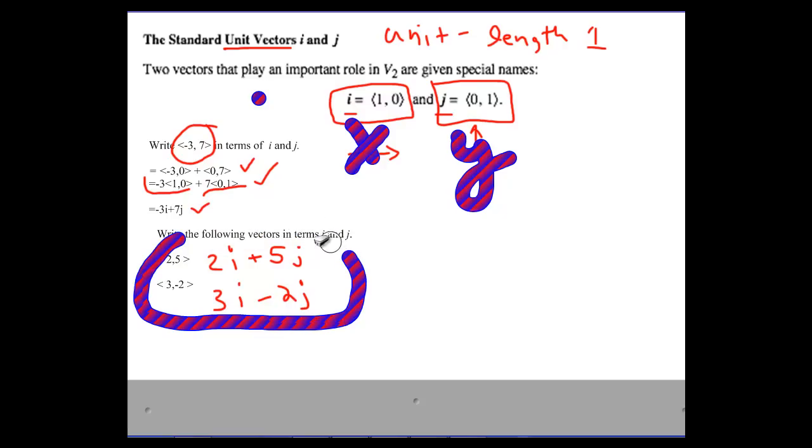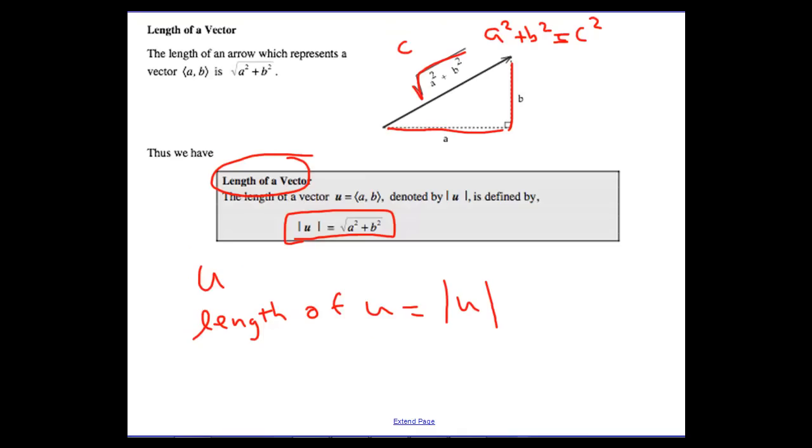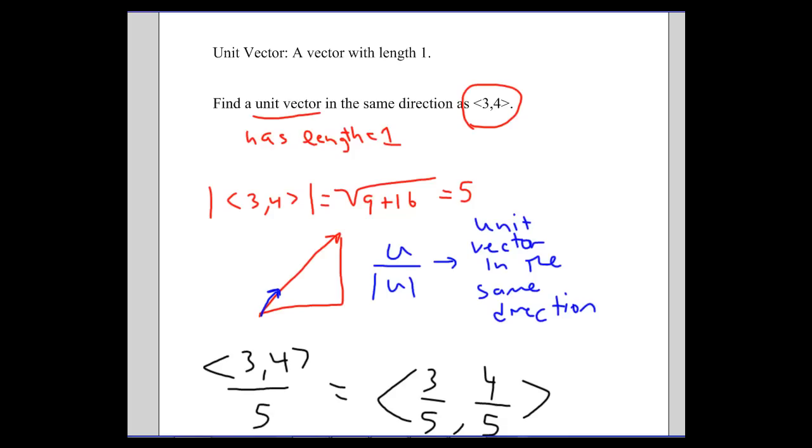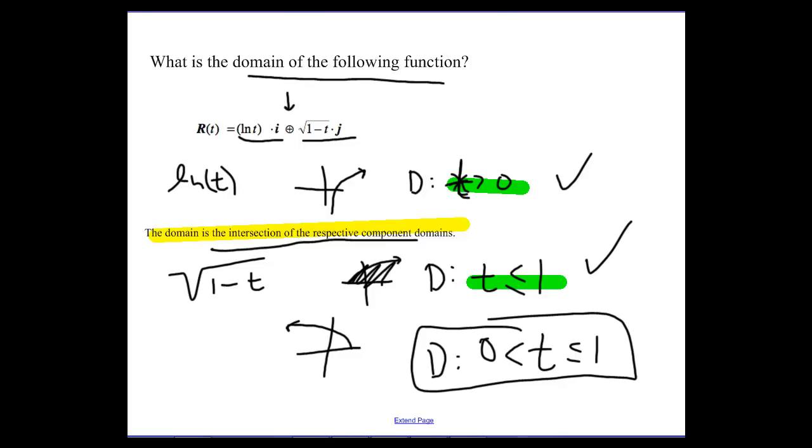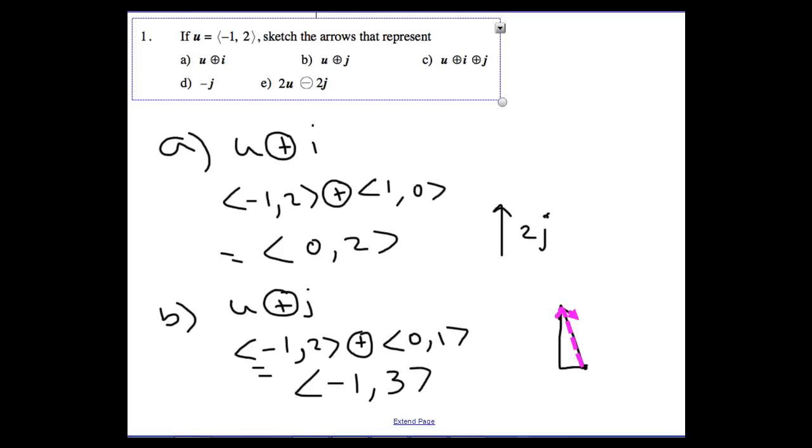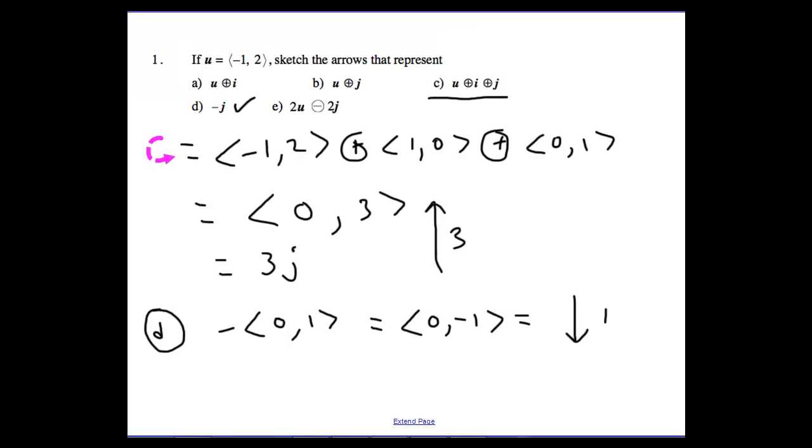What else did we do? We talked about length of a vector, expressing vectors as a unit vector by dividing by its total length, domain of vectors, and lastly just did some vector addition and using arrows to represent them. So that's vectors.